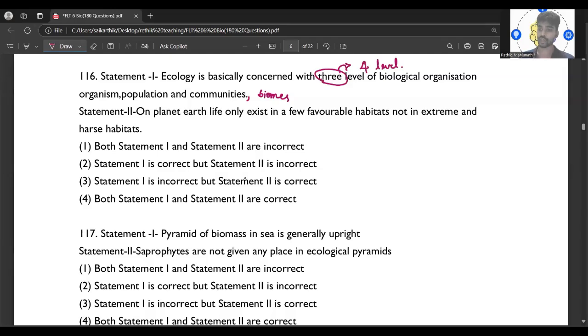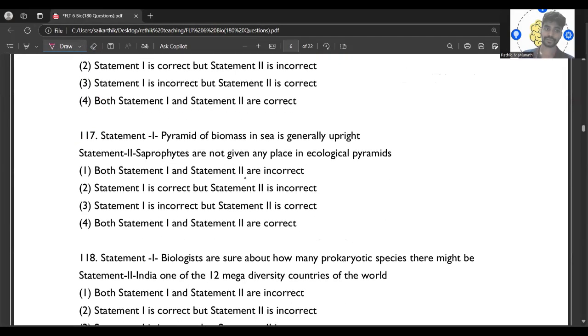No, that is not so. On the whole planet Earth, life not only exists in a few favorable habitats, but you will also see some bacteria, some viruses, even in harsh environmental conditions. So statement 2 is also wrong. So what might be the correct option here? The correct option will be the first.